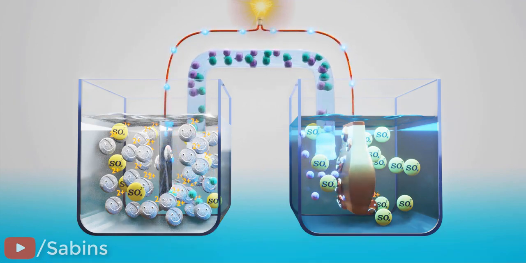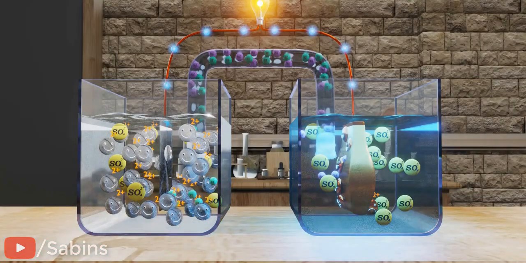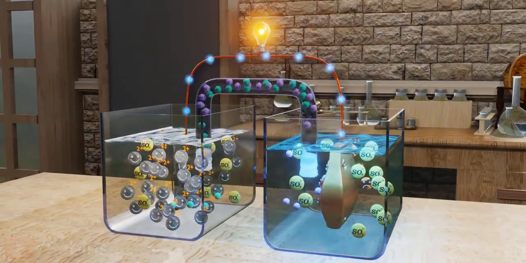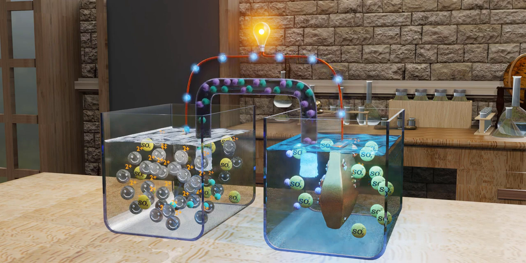We hope you have enjoyed this video and that it gave you a clearer understanding of what a voltaic cell is and how it works.